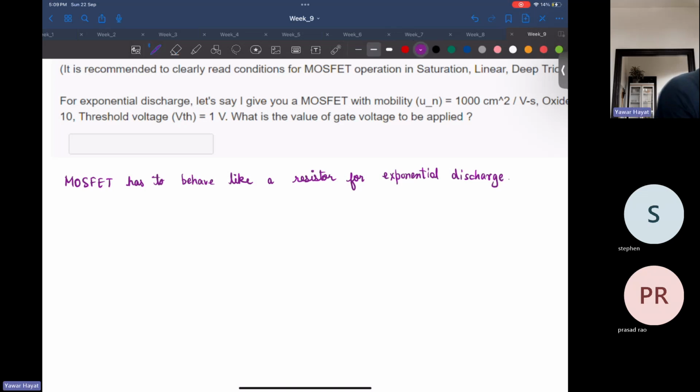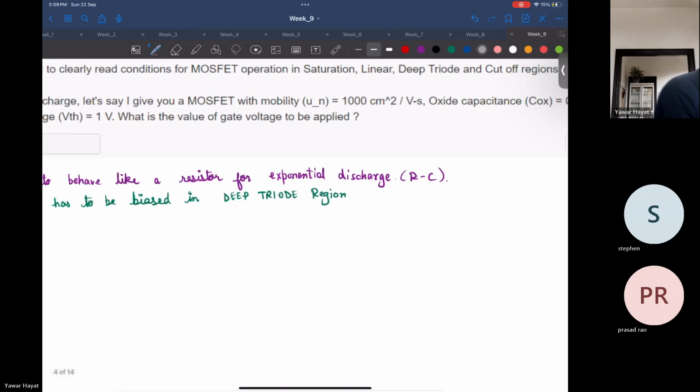I mean, your RC, right? So you need to bias this MOSFET in the deep triode region. Your resistor behavior is independent of VDS there.